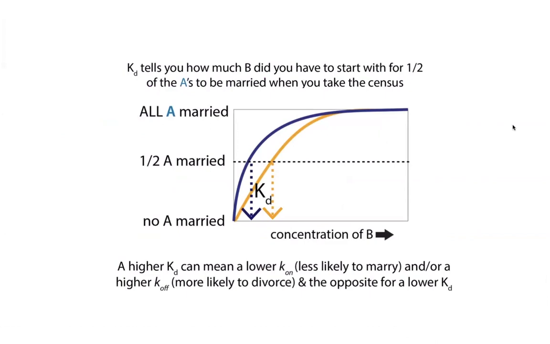So let's think about what would happen if we had a high affinity. Well, if we had a high affinity, we don't need to see as many of them in order to have half of us be bound, because we really want to marry them if we see them, and so we don't need to see as many of them, or we're less likely to divorce if we marry them.